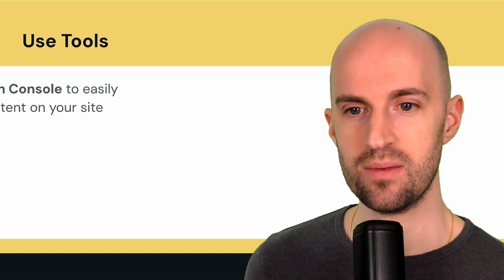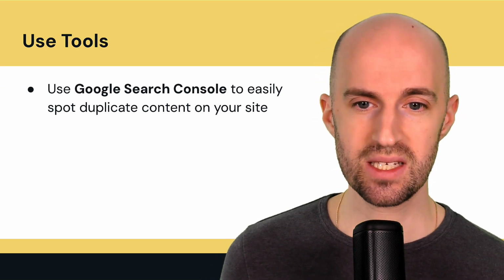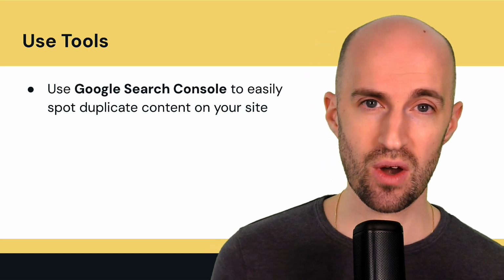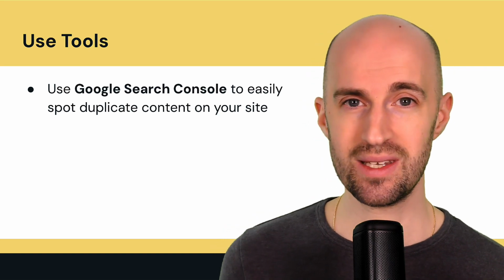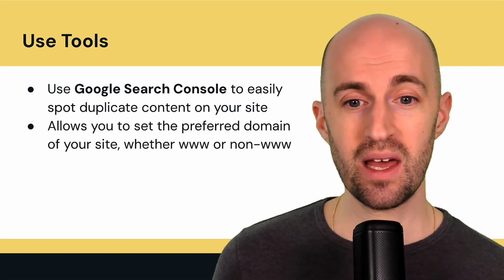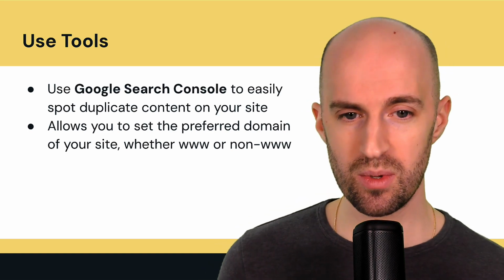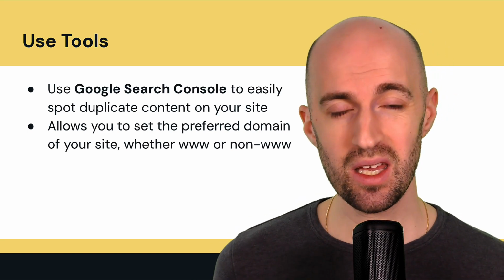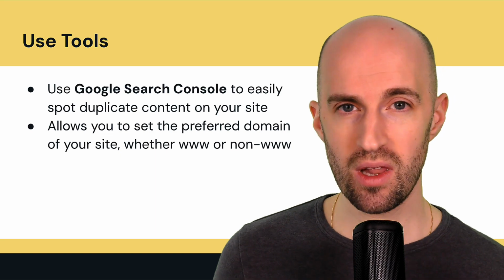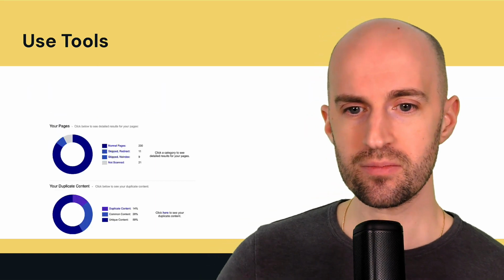So let's talk about some tools that you can use to discover duplicate content on your site. So firstly, you can use the free Google Search Console to easily spot duplicate content on your site. It will start flagging up potential duplicate content issues, and then you can go in and remedy that. It allows you to set the preferred domain of your site, whether it's www or non-www. But again, ideally, you have on your server level a site-wide redirect to one of those versions.